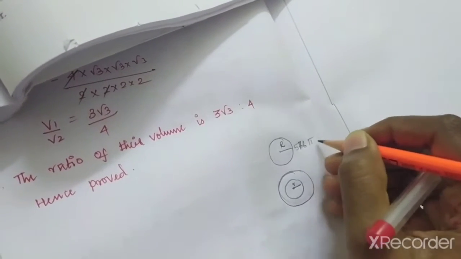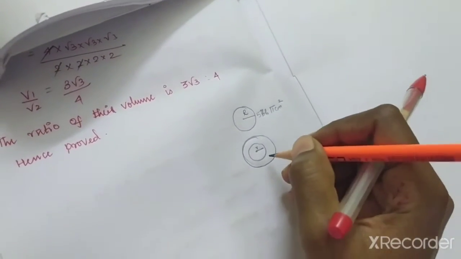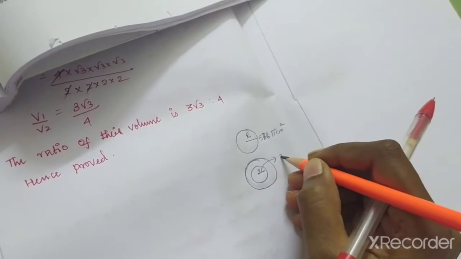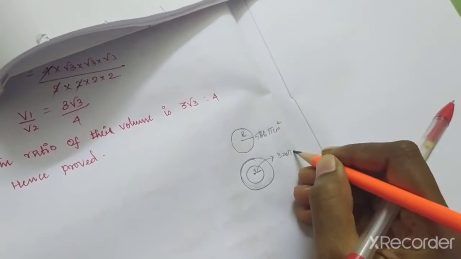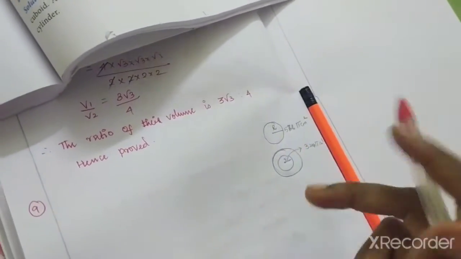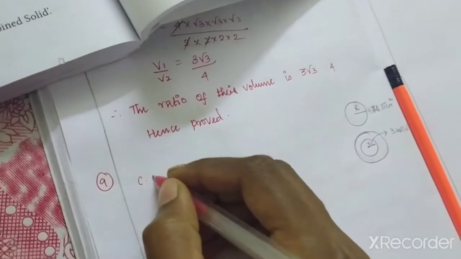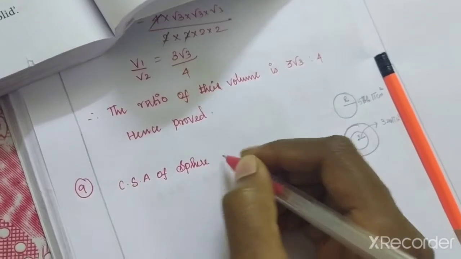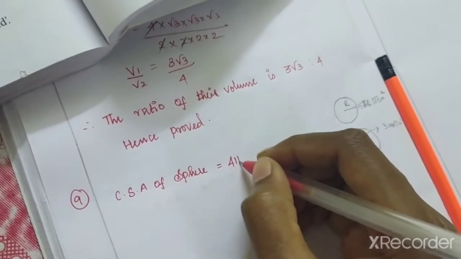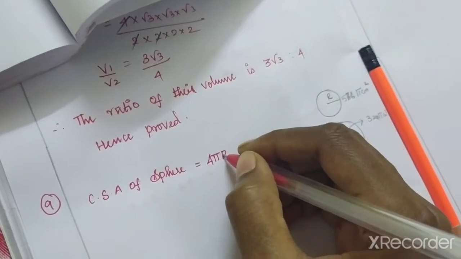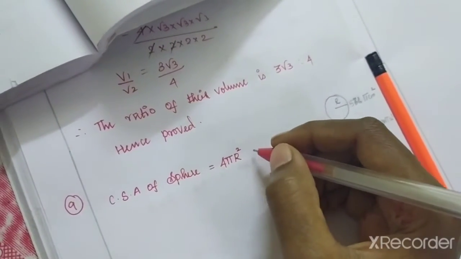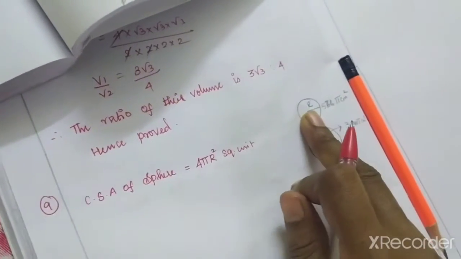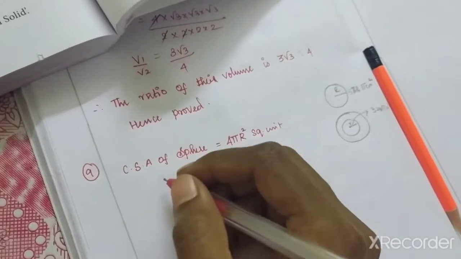The outer CSA is 576 pi centimeter square, and the inner is 324 pi centimeter square. The CSA of a sphere, what is the formula? 4 pi R square unit. Why am I taking capital R in this place? Because I am taking this as my radius.